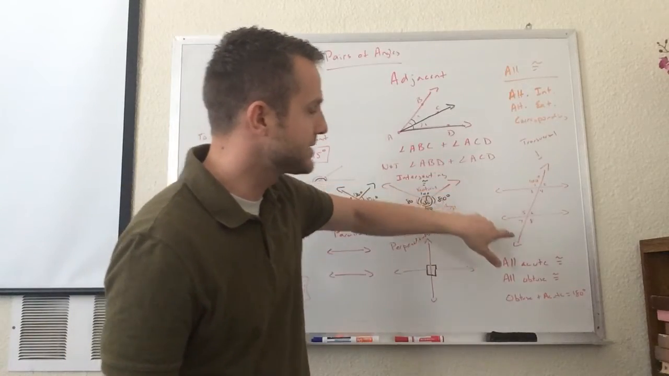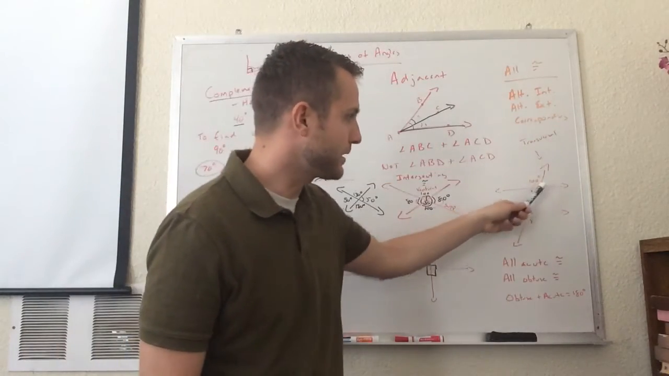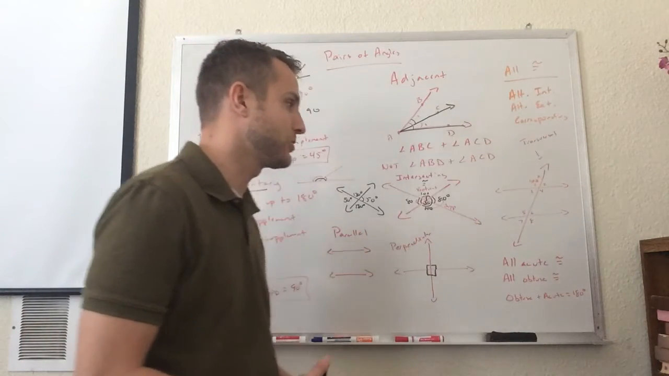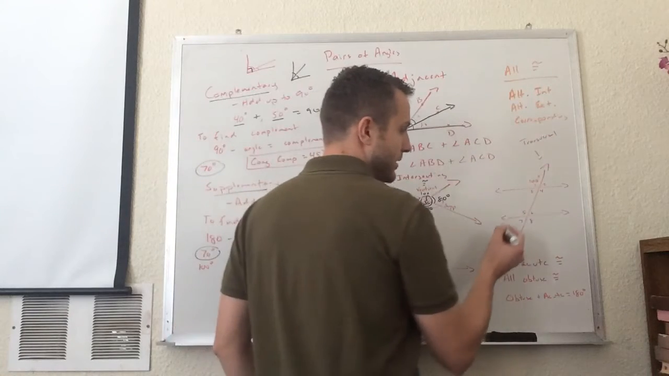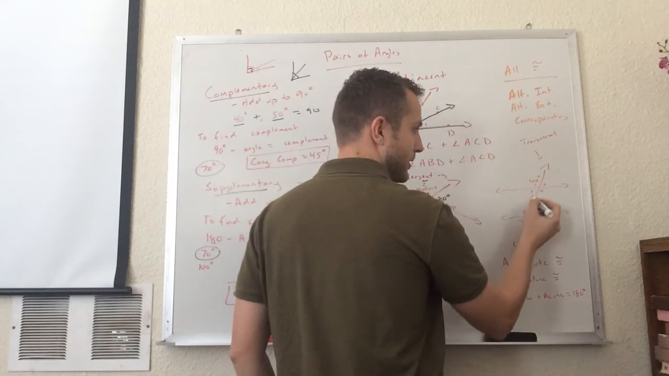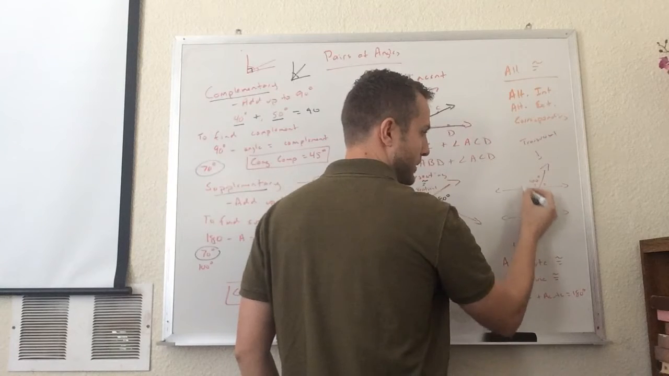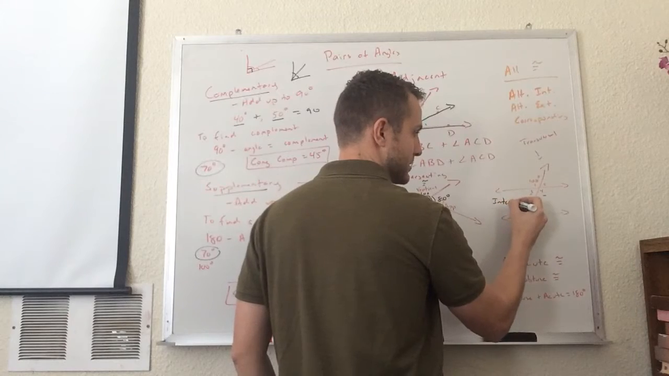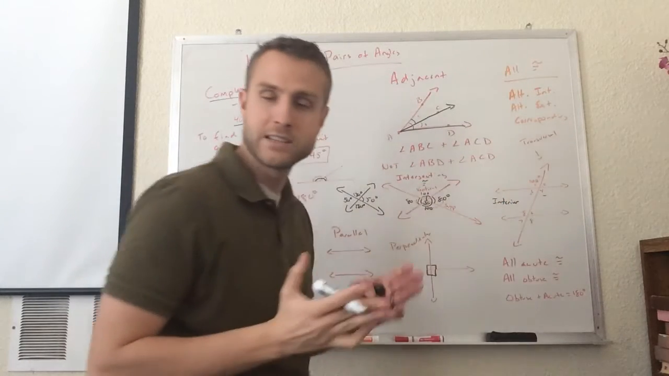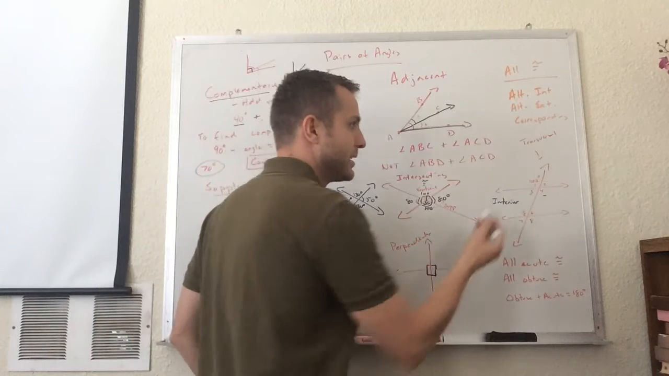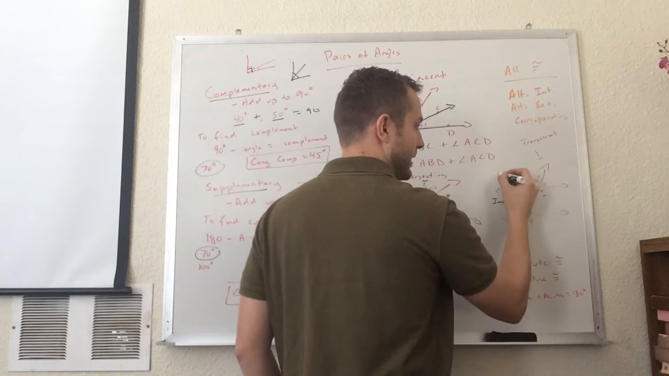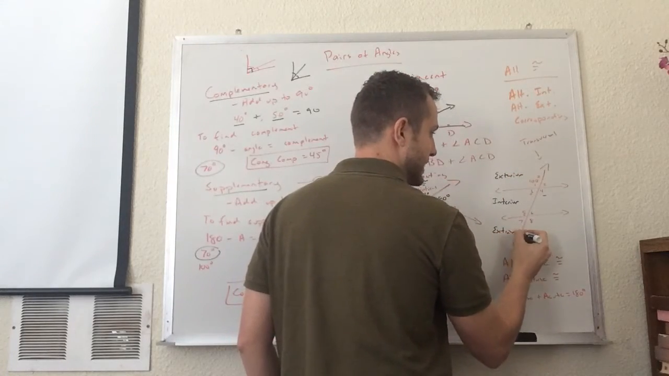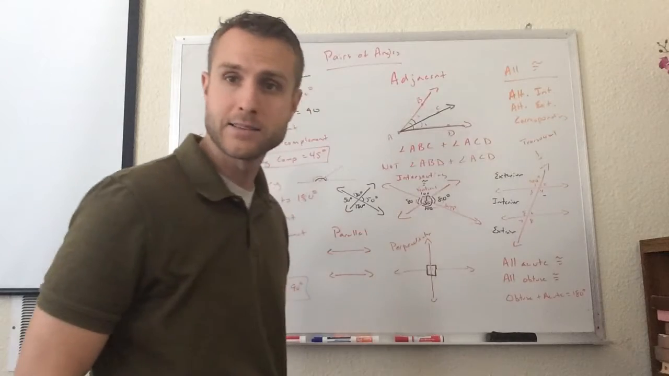So if I have parallel lines being cut by a transversal, notice that it forms 8 different angles. These angles have some special names. First of all, all of these angles that are between the parallel lines, those are inside, we call those interior angles. So 3, 4, 5, and 6 are all interior because they are between the parallel lines. The ones that are on the outside, 1, 2, 7, and 8, those are exterior angles because they are outside of the parallel lines.